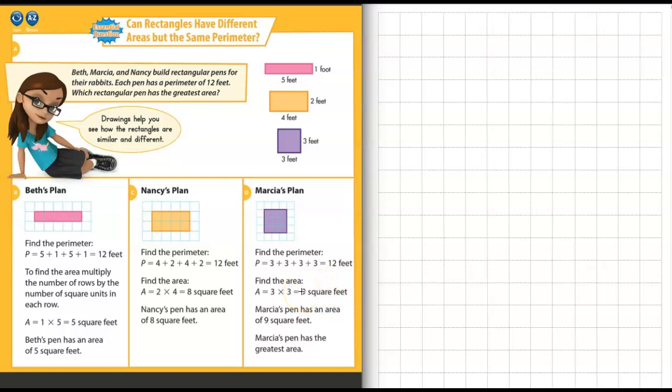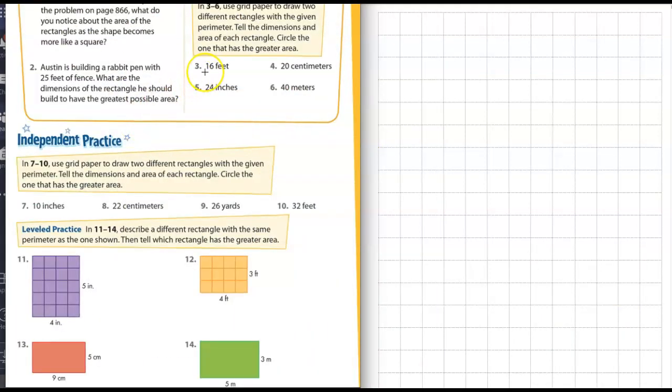So they all have the same perimeter, but they have a different area. So just because you have the same perimeter does not mean that you have the same area. Let's look a little bit more. So if I look at this, it says to use the grid paper over here, and we're going to draw two rectangles that have a perimeter of 16 feet.